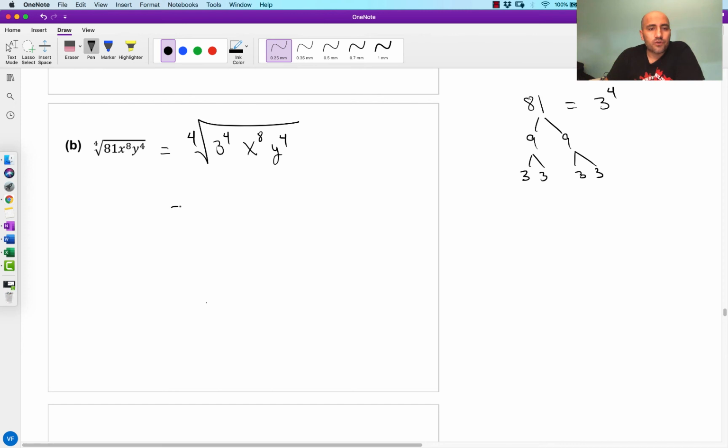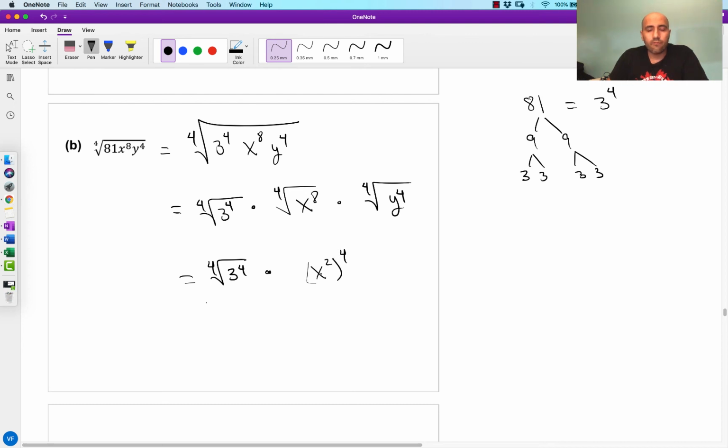Okay, so I'm going to rewrite this as the 4th root of 3 to the 4th power times the 4th root of x to the 8th power times the 4th root of y to the 4th power. And then just to have these match, I'm going to rewrite it this way. This is the 4th root of 3 to the 4th times x squared raised to the power of 4.